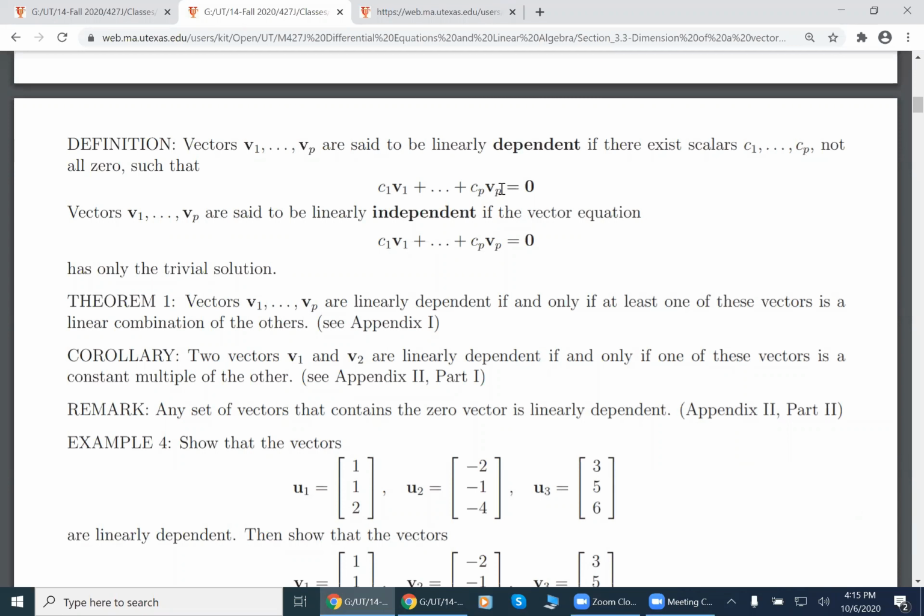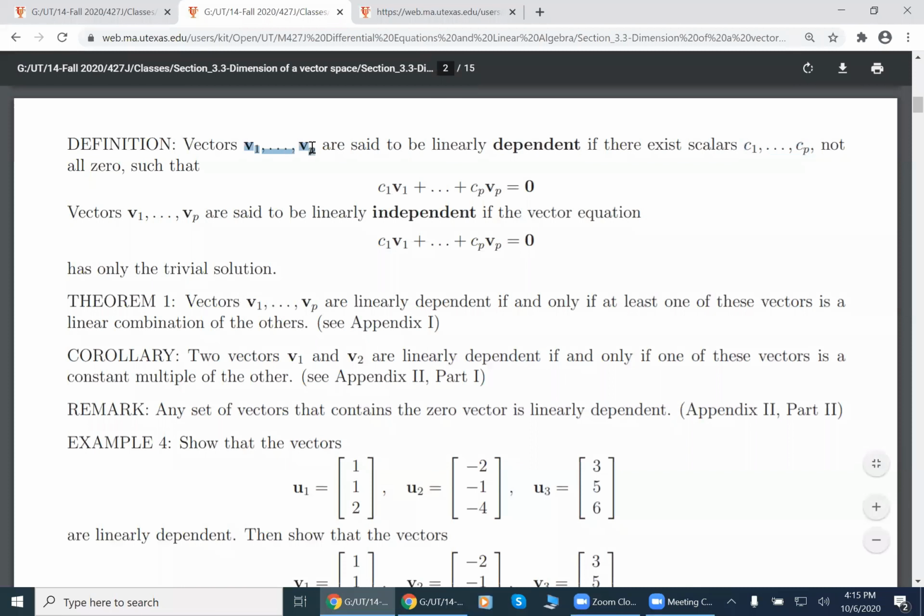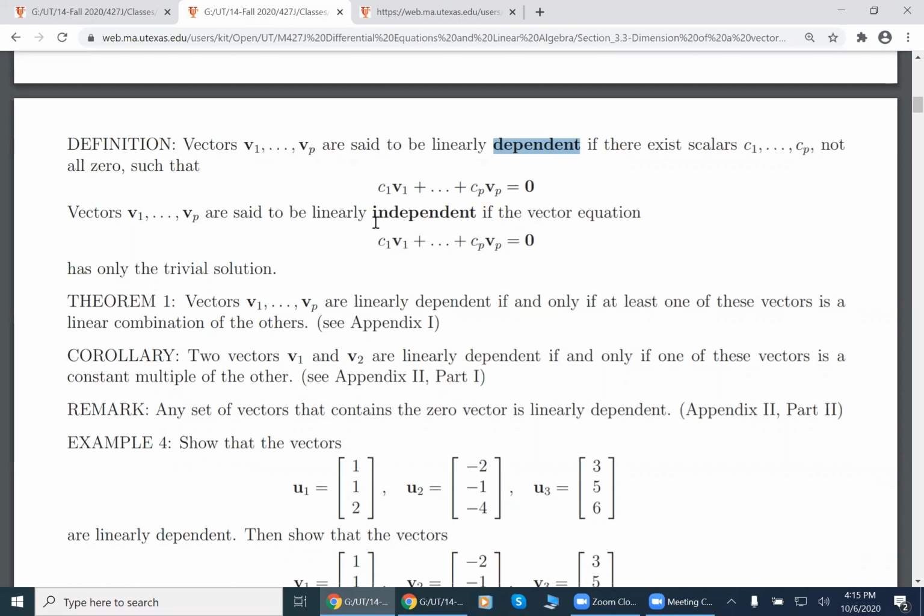Therefore, the question is: is there anything else besides the trivial solution? And now there are two possibilities. If this equation, along with the trivial solution, has a non-trivial solution, non-trivial solution meaning not all these C's are equal to 0, in this case, we say that our vectors are dependent. If the trivial solution is the only solution, we say that our vectors are independent.